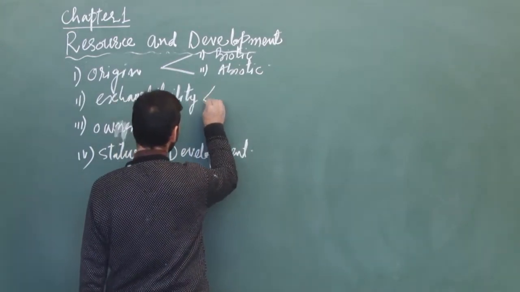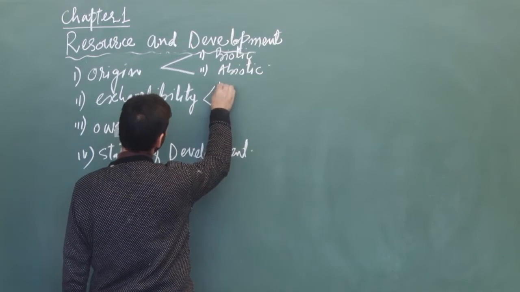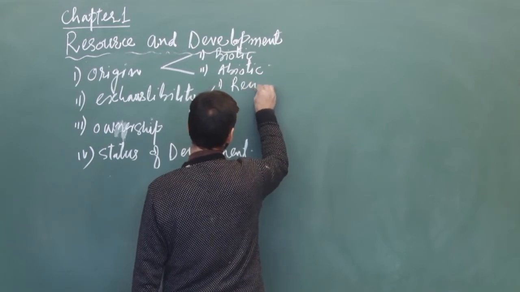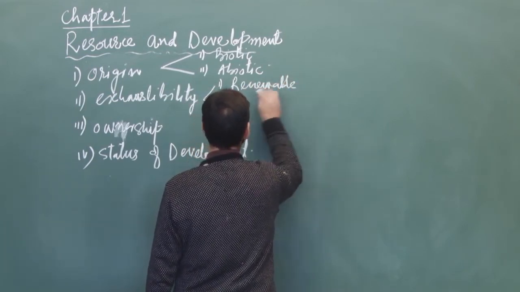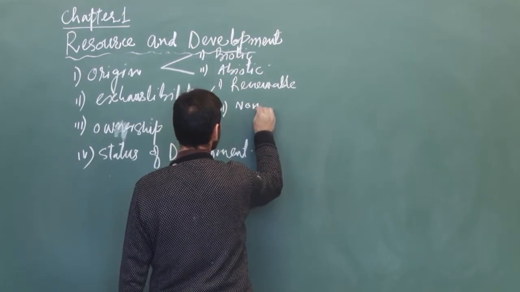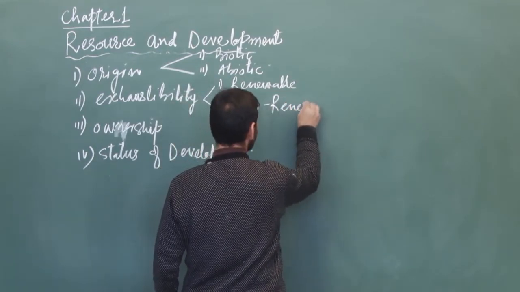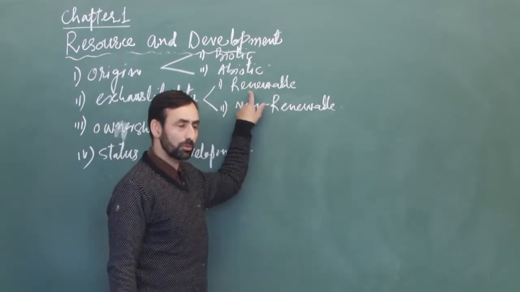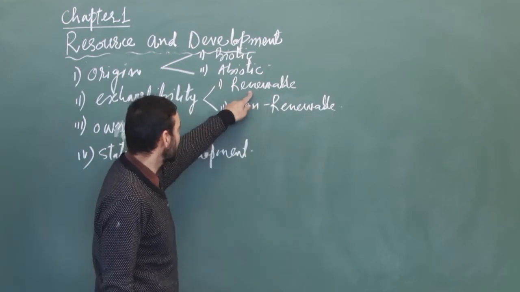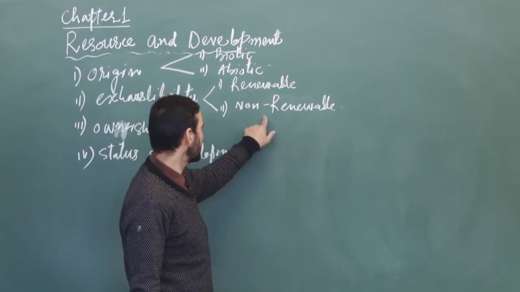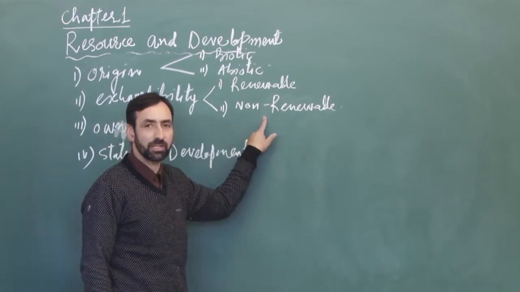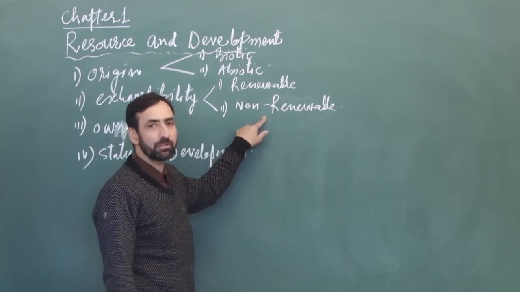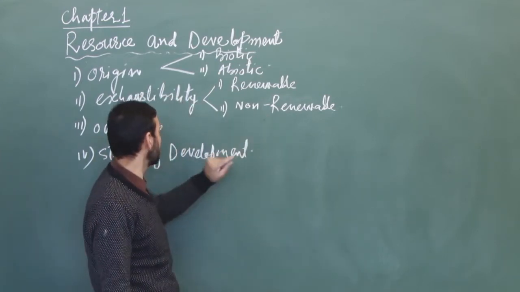On the basis of exhaustibility, resources are classified into 2 types: renewable and non-renewable. Renewable resources are those natural resources which can be renewed, regenerated or reproduced. Non-renewable resources are those resources which cannot be regenerated or recycled, but they can be regenerated over millions of years.